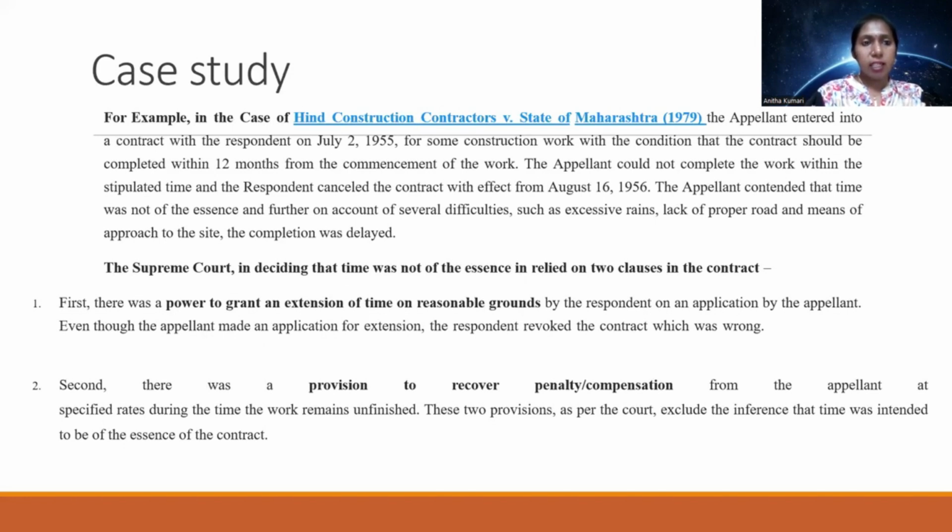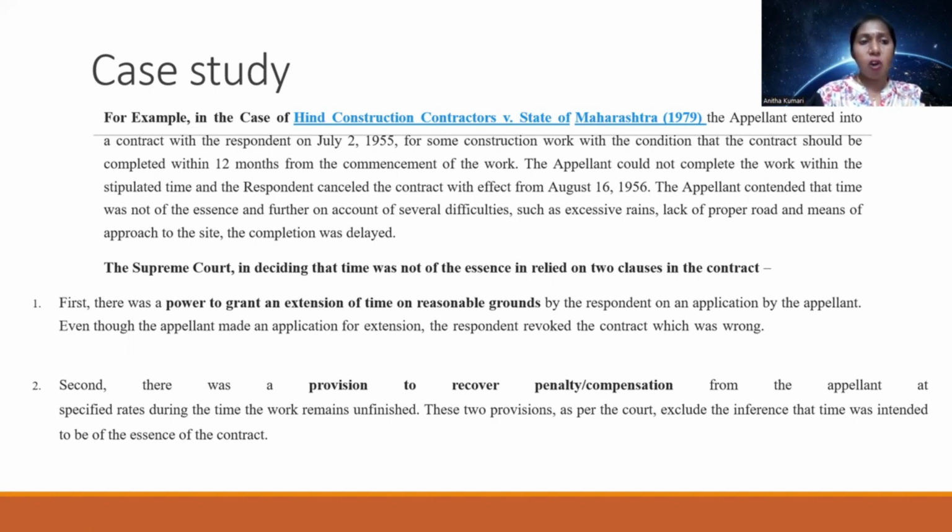See this case study. Case of Hind Construction Contractor versus State of Maharashtra in 1979. The appellant entered into a contract with the respondent on July 2nd, 1955 for some construction work with the condition that the contract should be completed within 12 months from the commencement of the work. The appellant could not complete the work within the stipulated time, and the respondent cancelled the contract with effect from August 16, 1956.